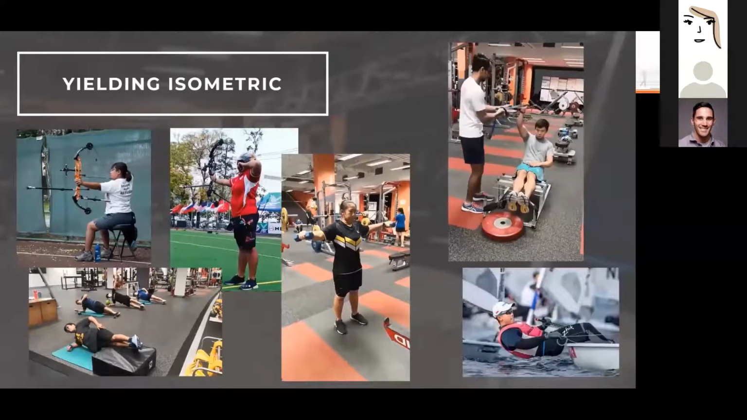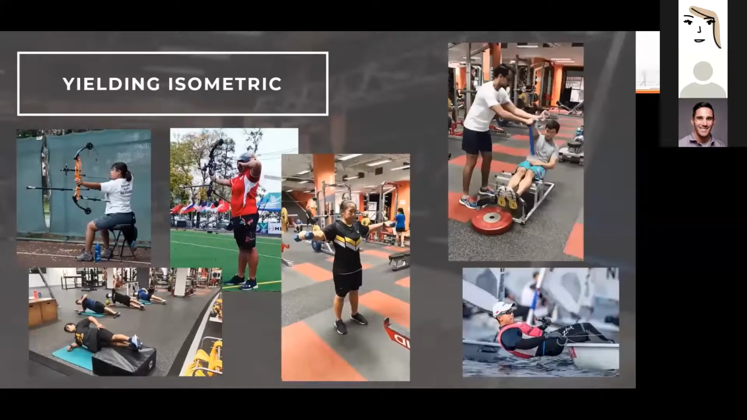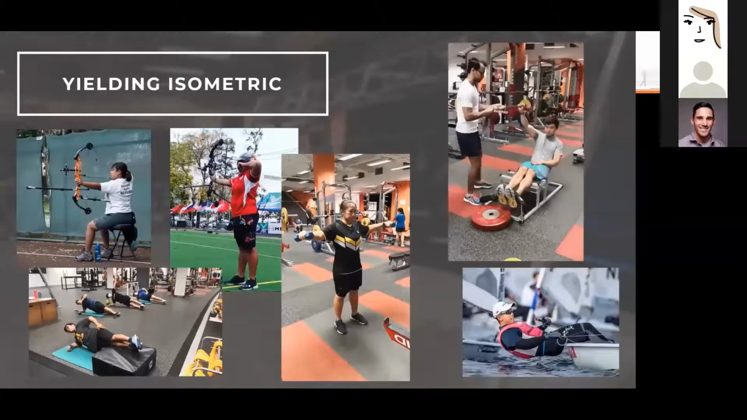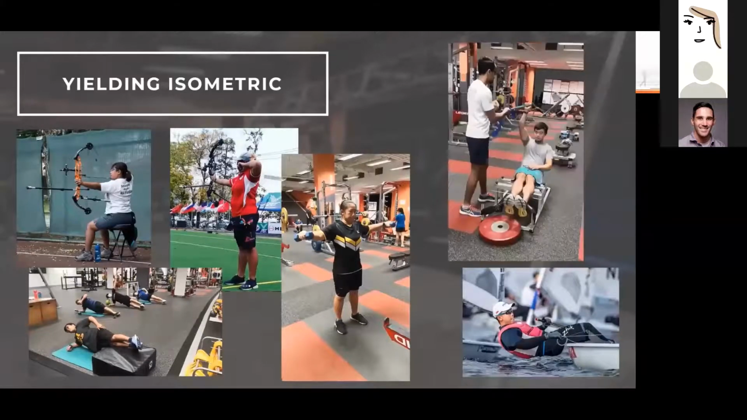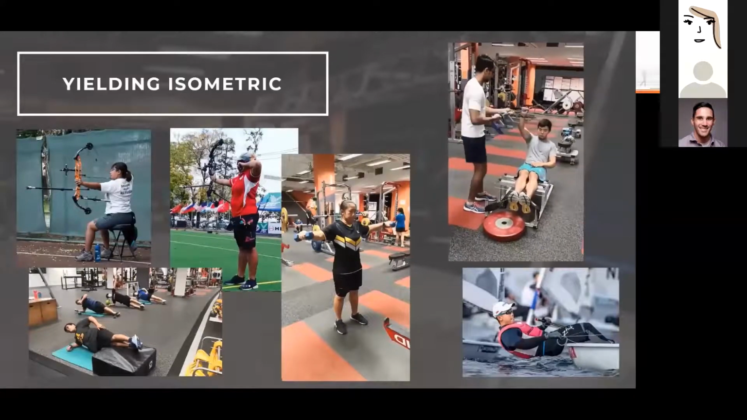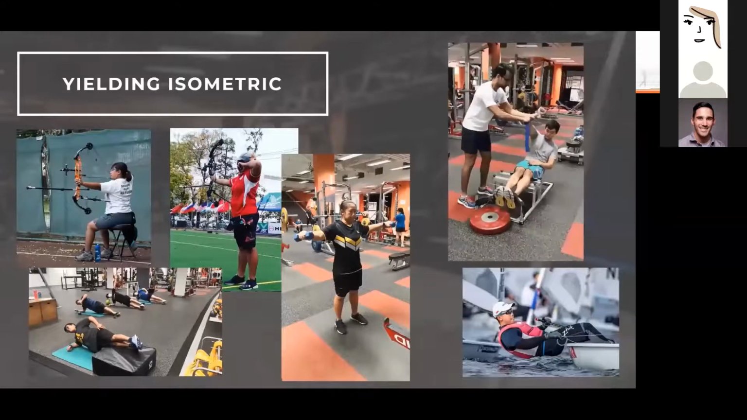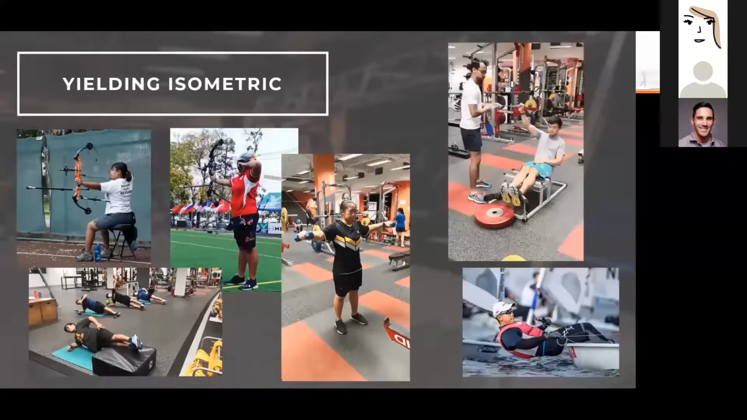To make things more challenging, we can introduce perturbations while one is in an isometric position. Here, I have my colleague working this variation with our national sailor, who needs to hold a good, strong position while maintaining control of his boat.